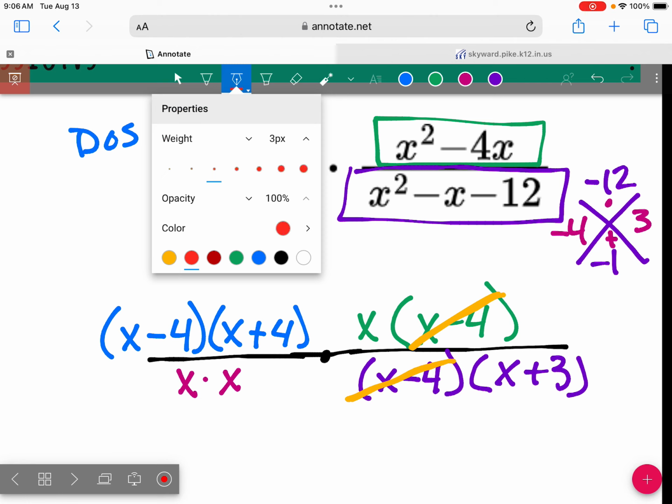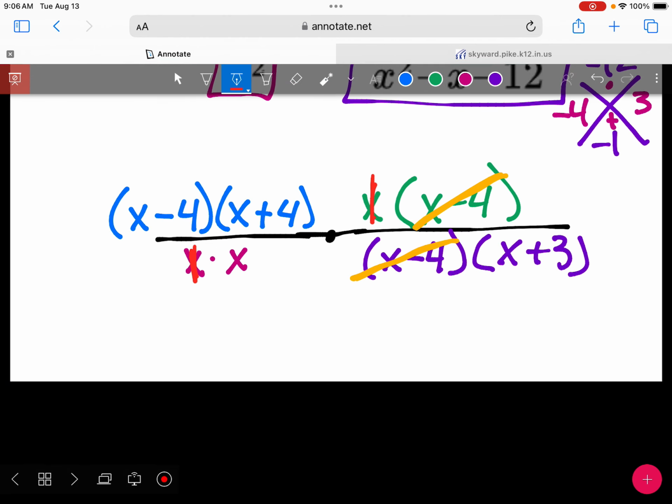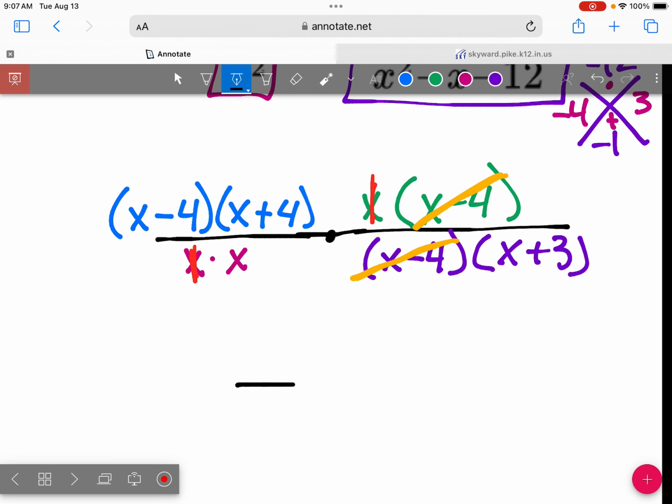What else simplifies? What you got? An x. Got an x here and an x here. Those cancel out. Is there anything else that simplifies? Nope. So our simplified answer, we're going to rewrite it with everything that's been crossed out gone.